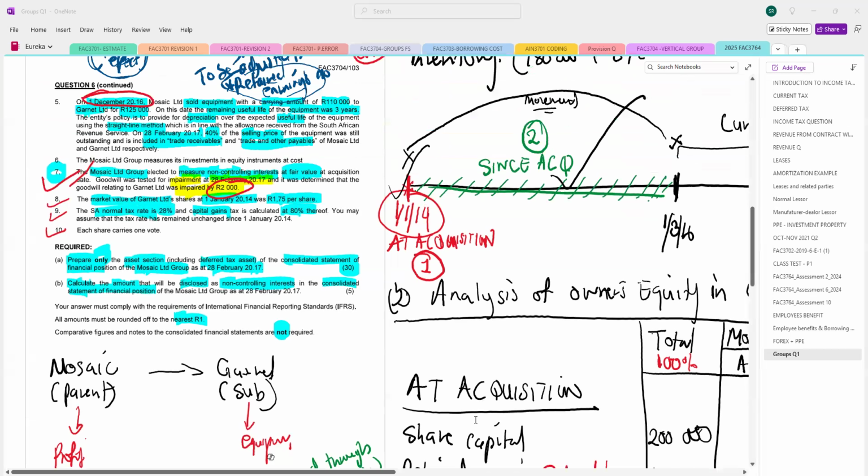So on this date in December, we sold an equipment. The parent sold an equipment to the subsidiary. So both of them are part of the group. They're not allowed to sell to each other, especially not at a profit. So that profit section must be eliminated. We must also reverse the depreciation that was on it, as well as the tax effect on it.